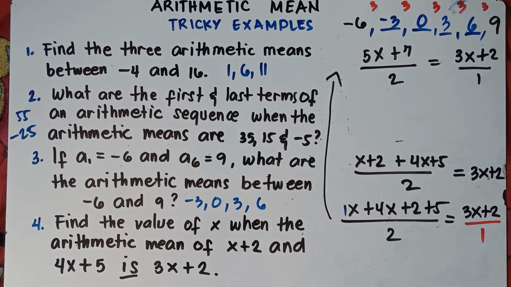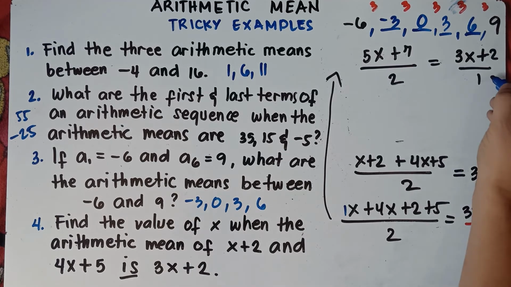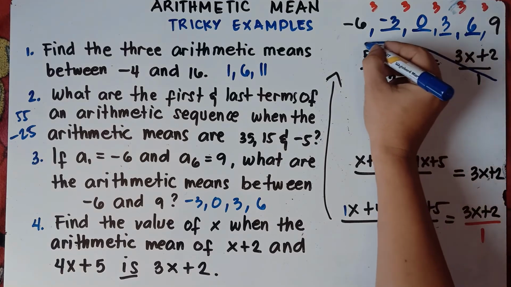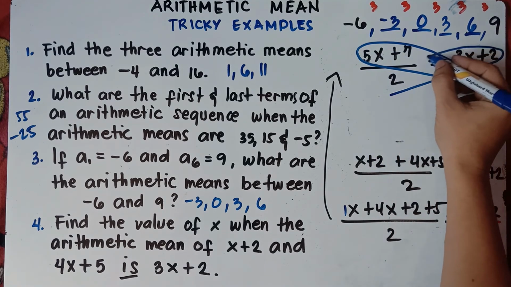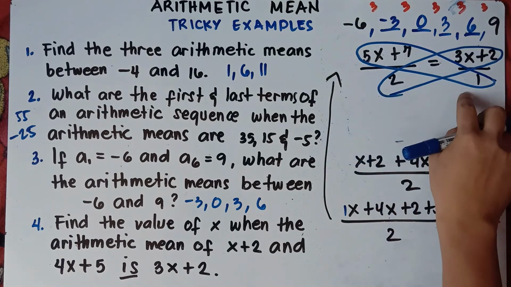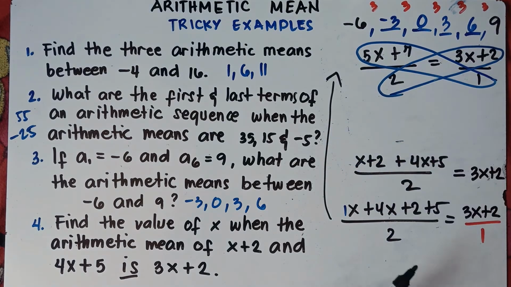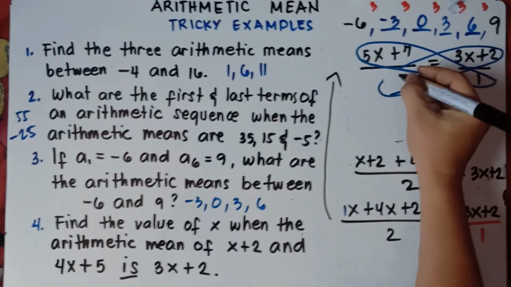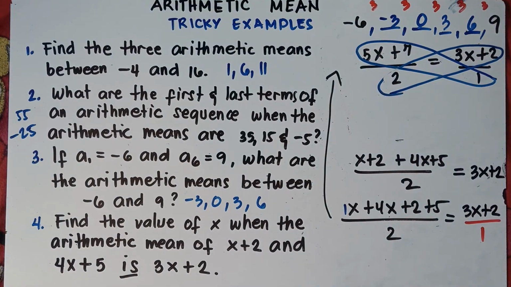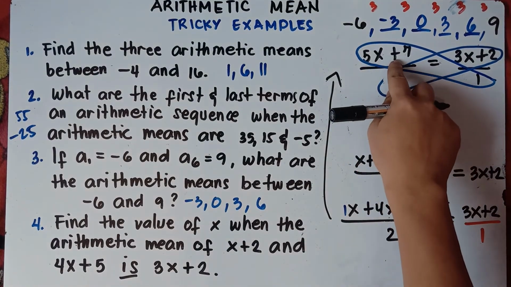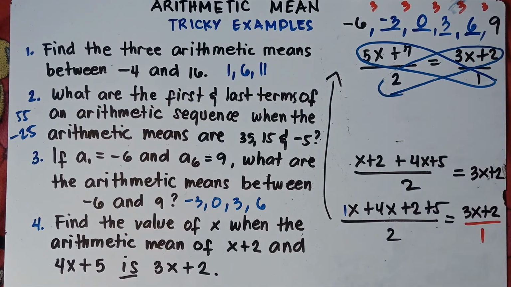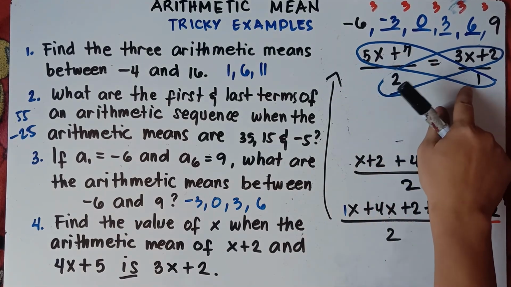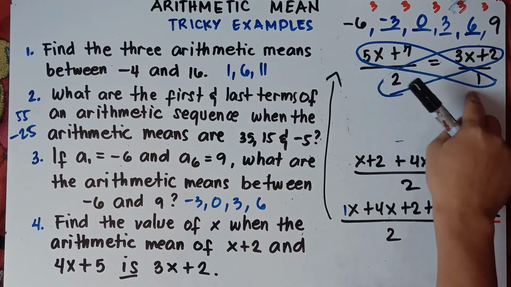So the next step, class, is we do cross multiplication. Cross multiply. Sir, when can we use cross multiplication? If we have fractions and we have an equal sign, we can do cross multiplication. So this will be 5x plus 7 times 1. Or we can multiply the other one first. It depends on you, class. You can do it this way or this way. So let me multiply this one.